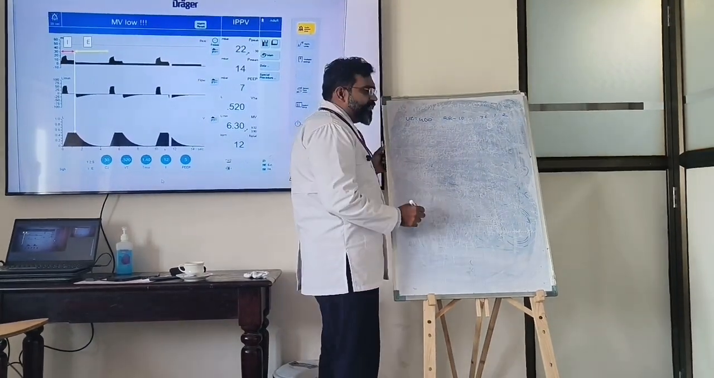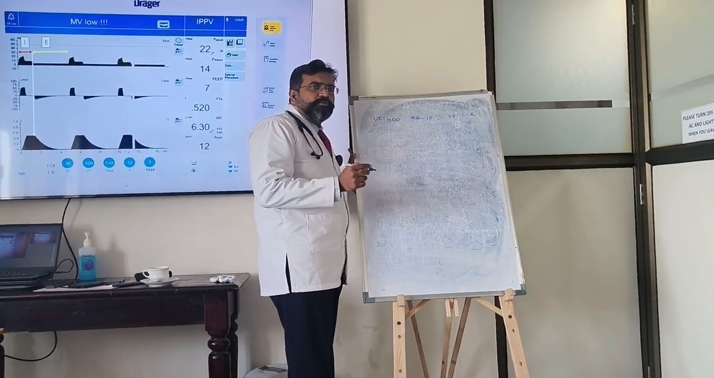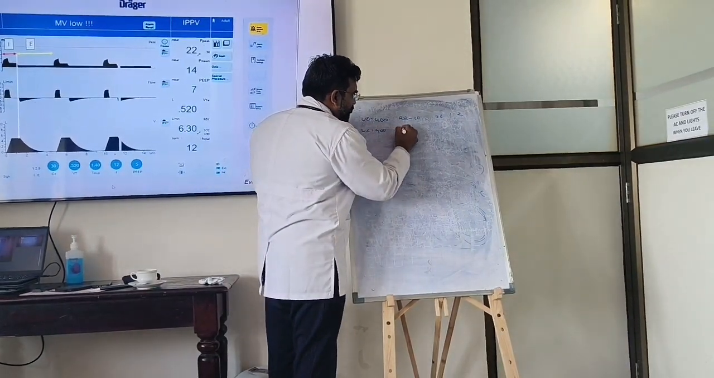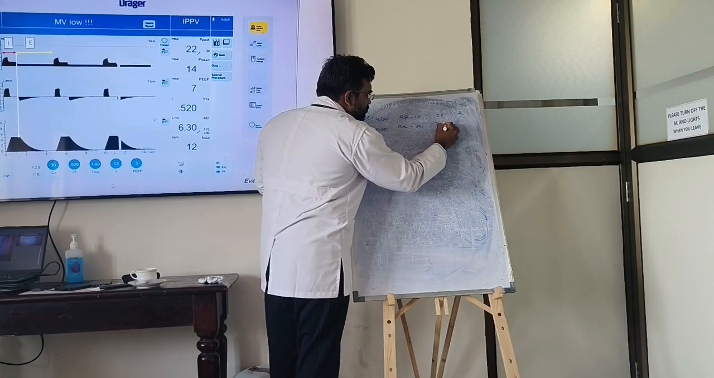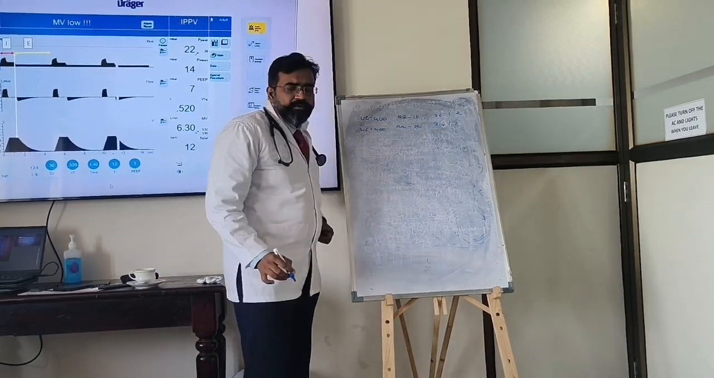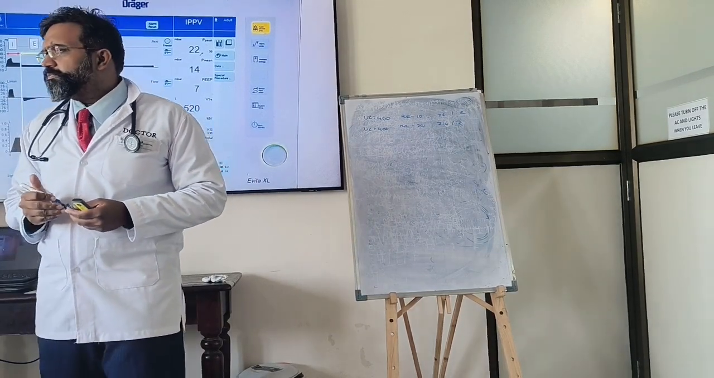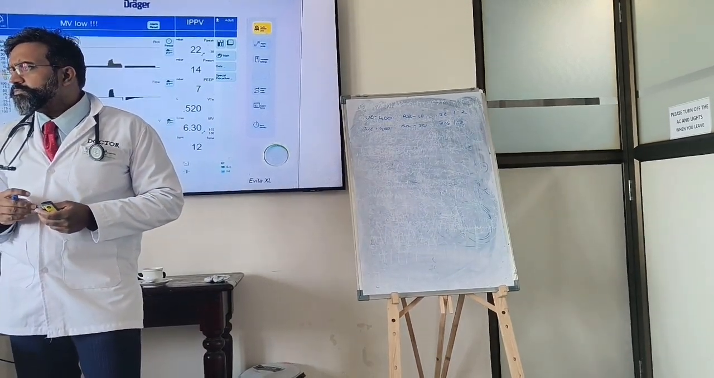Now I decided, no, let's ventilate this patient better. So volume control 400. I made my RR 20. I made my I ratio 1:2. What is going to happen? Pressure will go up. Why go up? The rate has gone up.